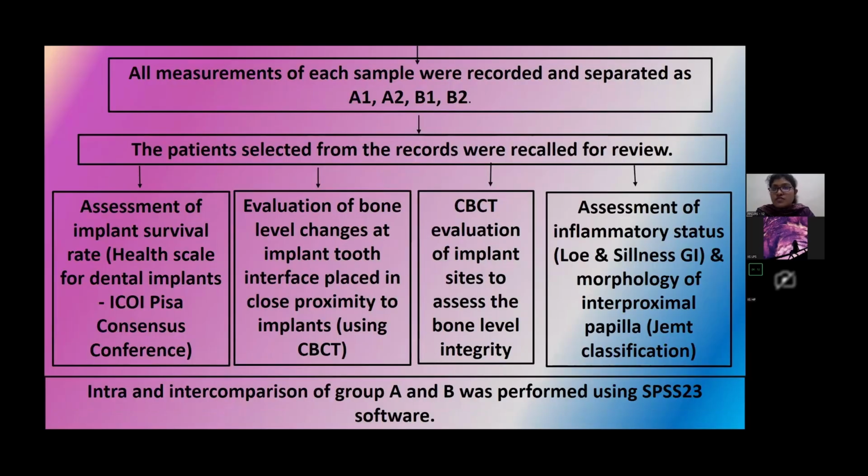All the measurements of samples were recorded and separated, and on review, the patients were assessed for implant survival rate according to the health scale for dental implants proposed by the ICOI Pisa Consensus Conference. The bone level changes and bone level integrity were evaluated by CBCT, the inflammatory status was assessed using the Löe-Silness gingival index, and the morphology of the interproximal papilla was assessed using the GEM classification. The intra- and intergroup comparisons were performed using SPSS 23 software.